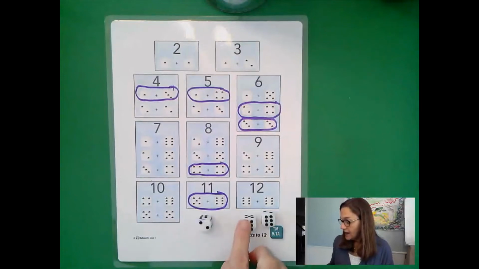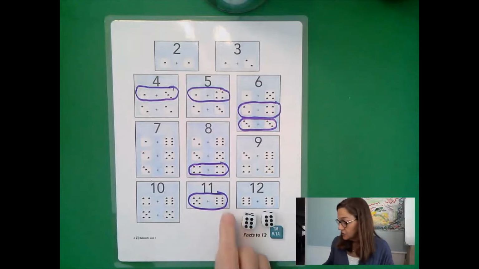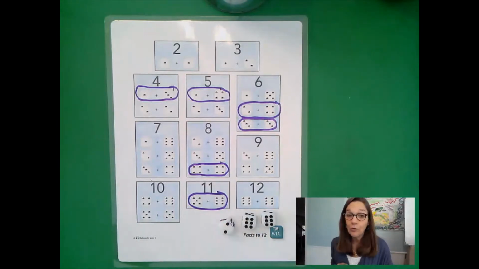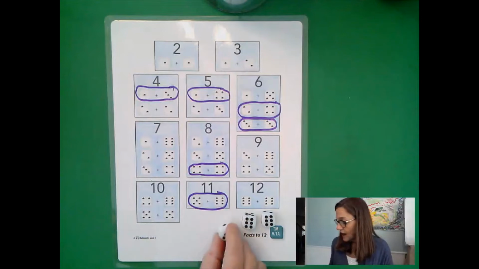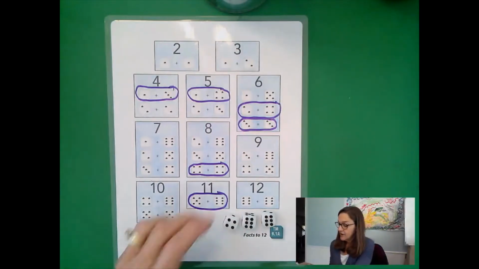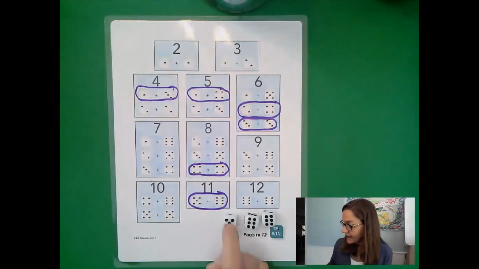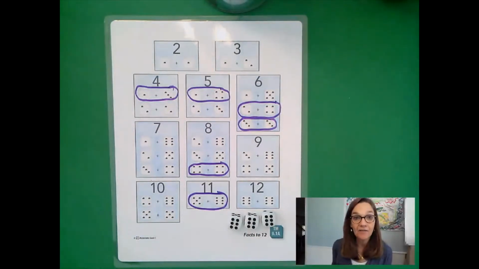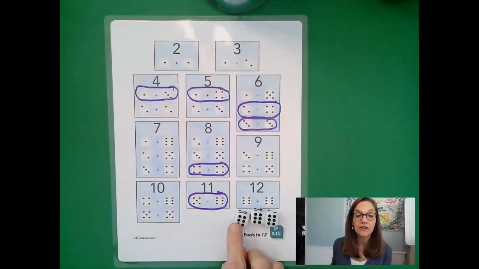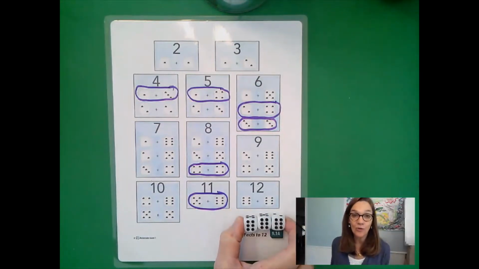So then when I add another dice, not only can I have 12, but if I had one more, I could have 13. 2 more, I could have 14. 3 more, I could have 15. 4 more, I could have 16. 5 more, I could have 17, and 6 more, I could have 18. 6 plus 6 is 12, and 12 plus 6 is 18. So we're going to be adding numbers up all the way to 18.